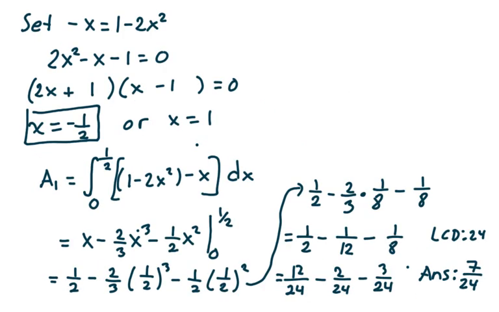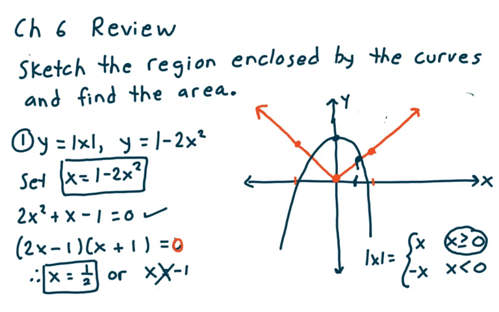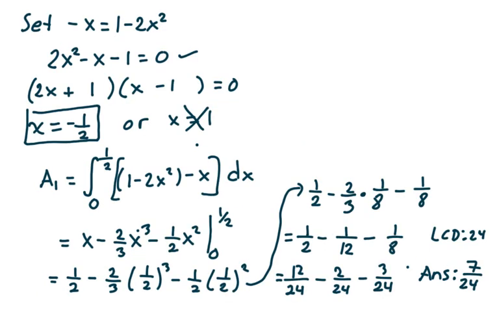Now, I'm going to set negative x equal to 1 minus 2x squared, which says 2x squared minus x minus 1 is 0. Factoring, we get 2x plus 1 times x minus 1 is 0. So x is negative a half or x is 1. But x equal to 1 doesn't make sense because this time we're on the left side of the y-axis. And so here x is negative a half.